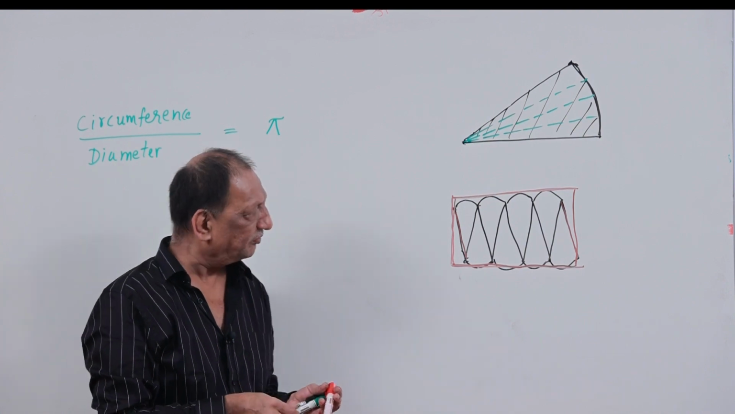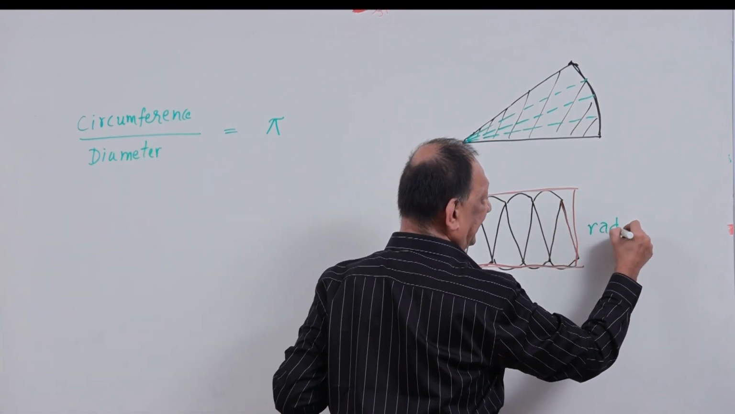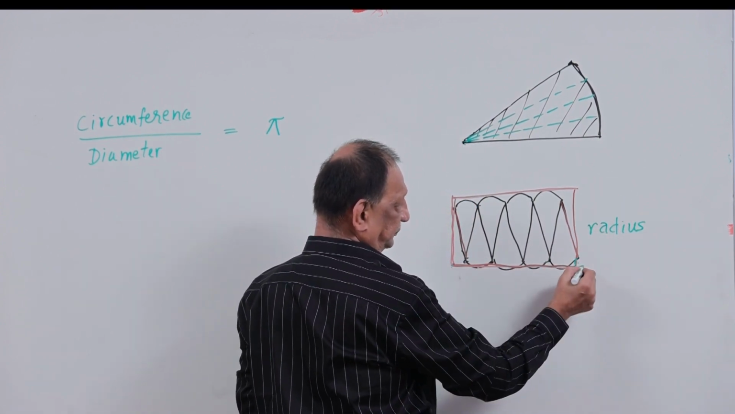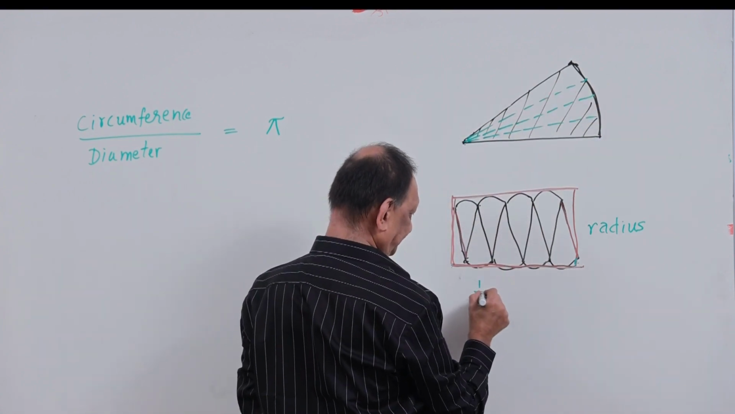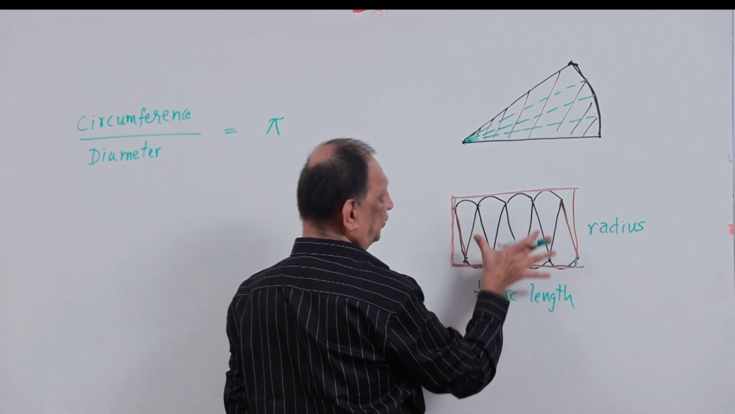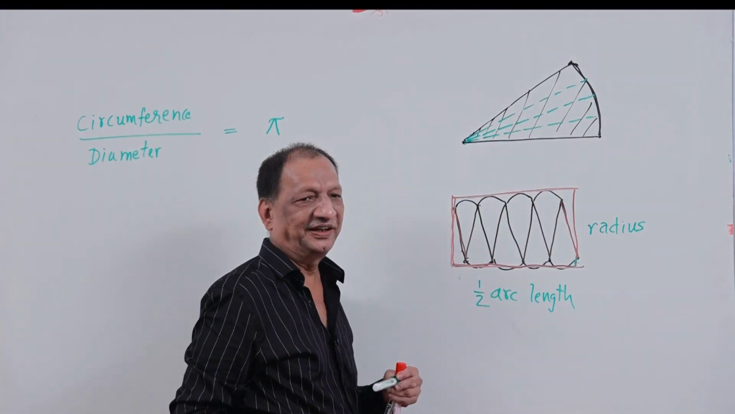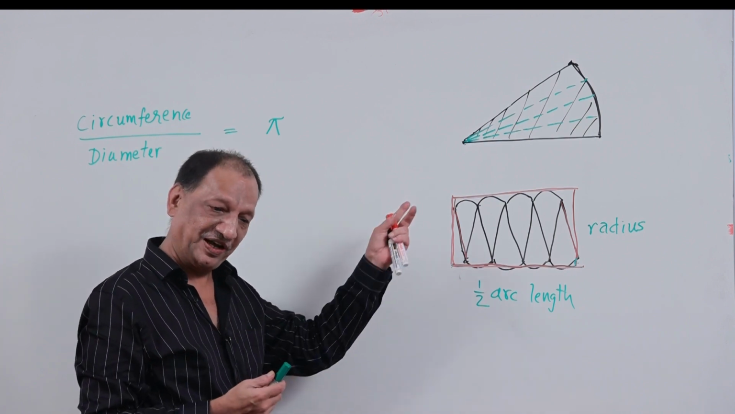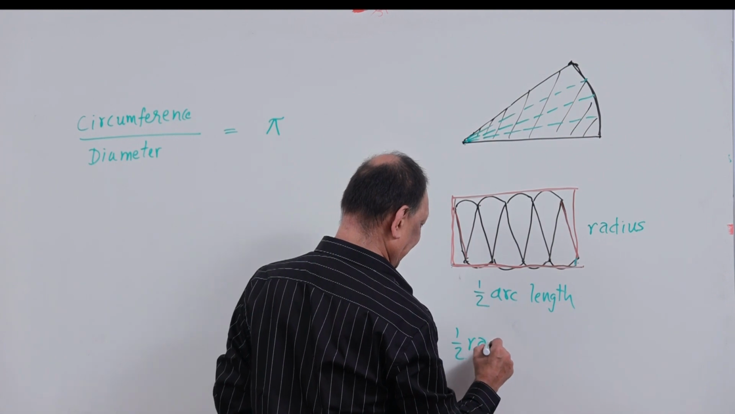Correct? Rectangle. And what is the height of this rectangle? Is radius. And what is the width or length of this rectangle? Is half the arc length, because both sides is half, no? So half the arc length. And you multiply these two, you will get the area of the rectangle, which will be the same as the area of the sector, correct? So half radius multiplied by arc length.